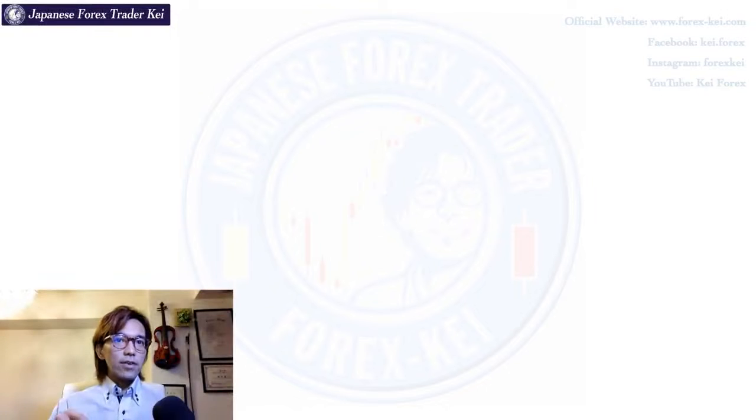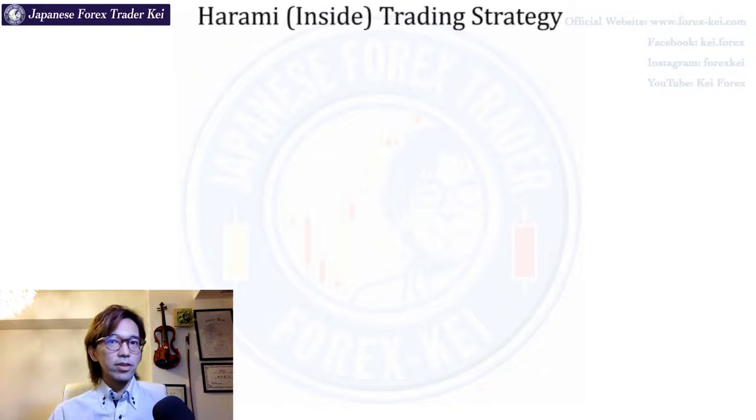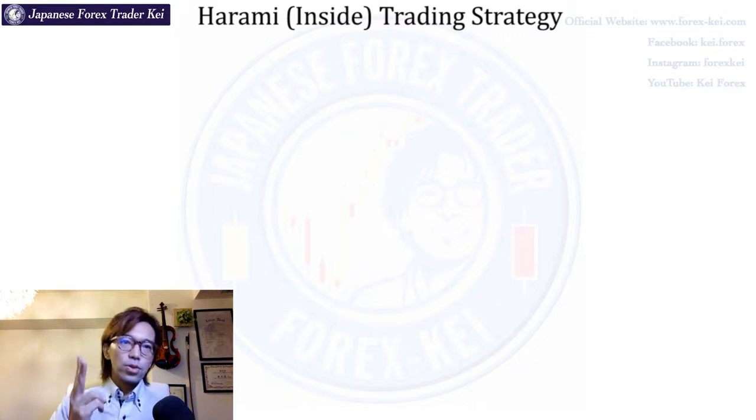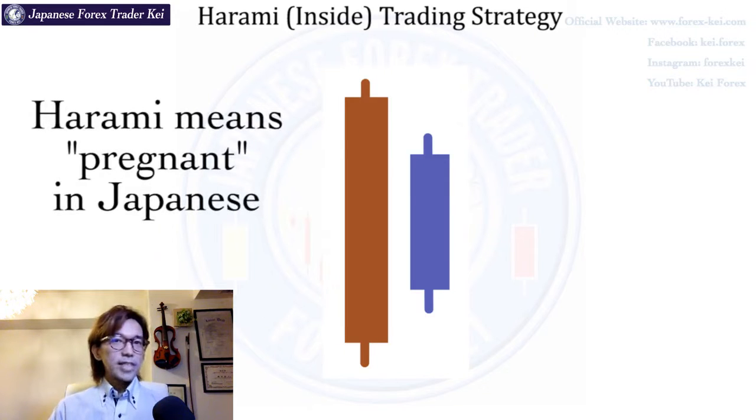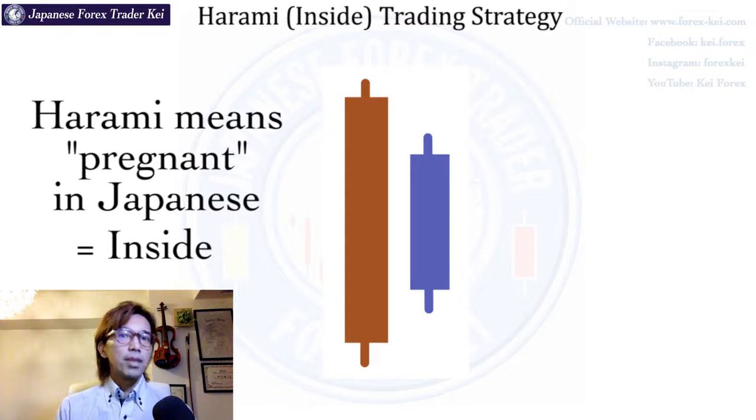So in this video, I'll be talking about the Harami candlestick pattern and how you can actually trade with it when you're looking at a chart. Like I explained in part 2, Harami looks like this. It's when you see a previous candle engulfing future candles. Actually, Harami means pregnant in Japanese. So the idea here is that it looks like a mother having a baby in her body. And that's why this pattern is also called inside, like future candles are inside the previous big candlestick.